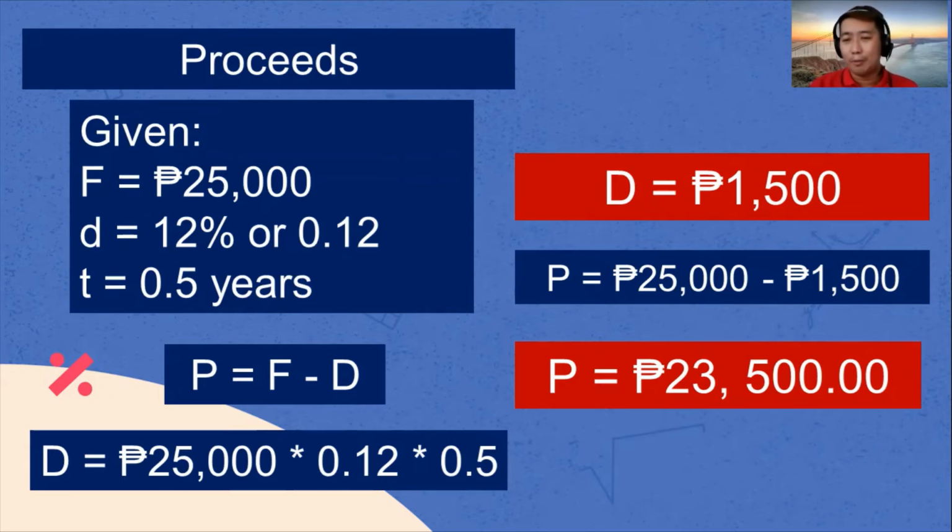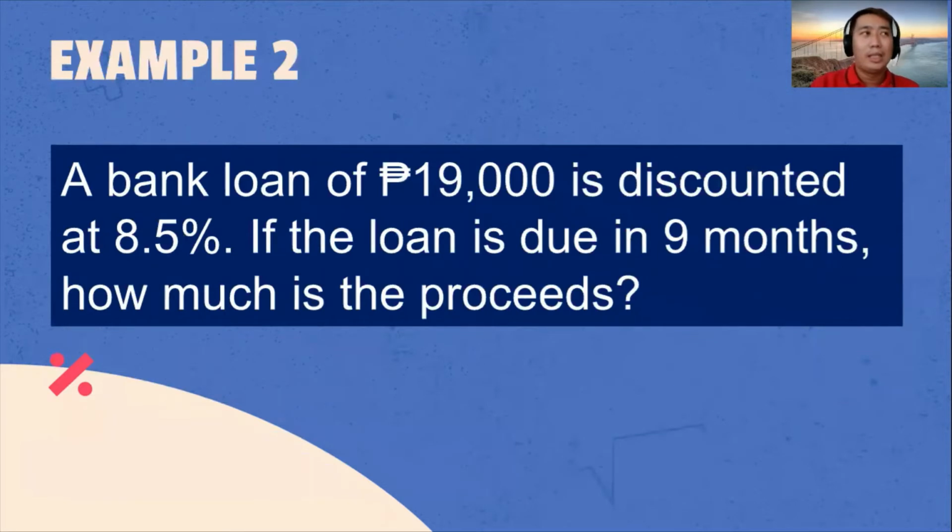I hope you were able to follow the first process. Let's now have the second example. A bank loan of 19,000 pesos is discounted at 8.5%. If the loan is due in 9 months, how much is the proceeds?